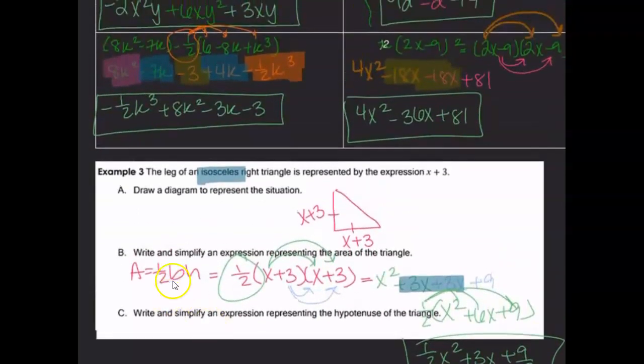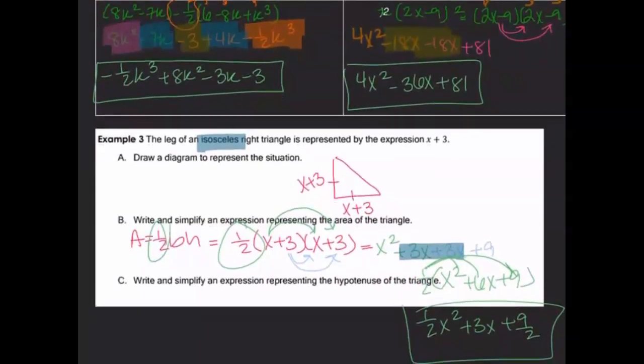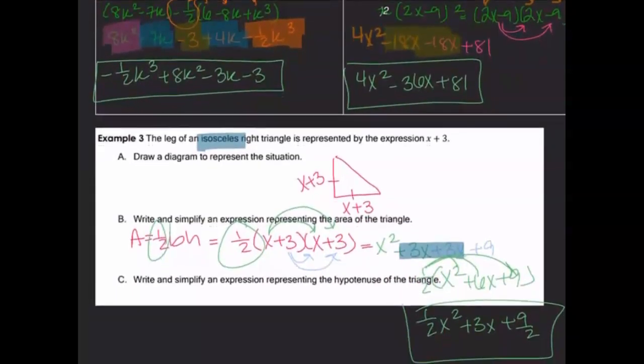Remember, that 1/2 came from my expression 1/2 base times height. So I did my base times height to get this expression, then I had to take half of everything. Now, you don't have to turn them into decimals. I'd suggest leaving them as fractions, but that's it for your notes.